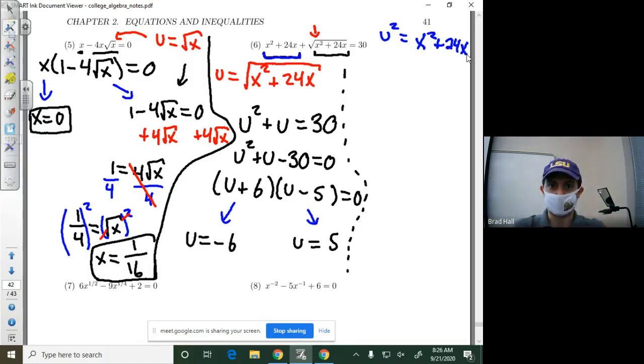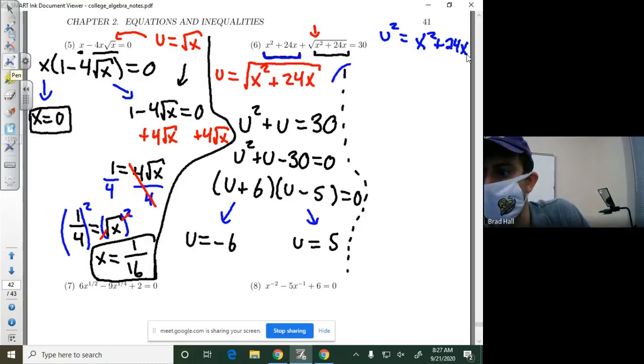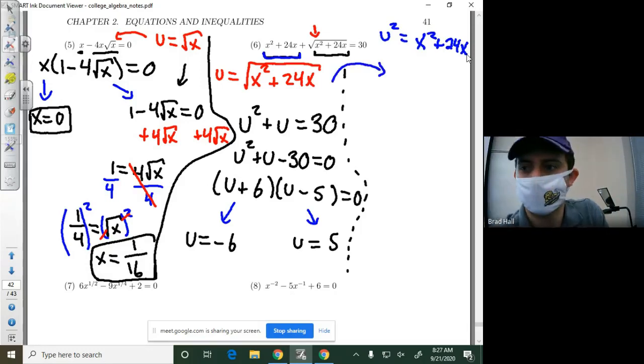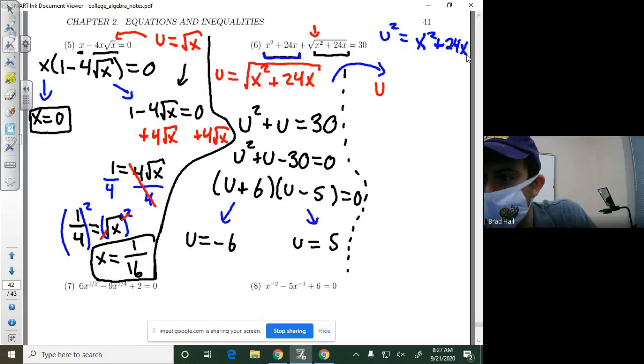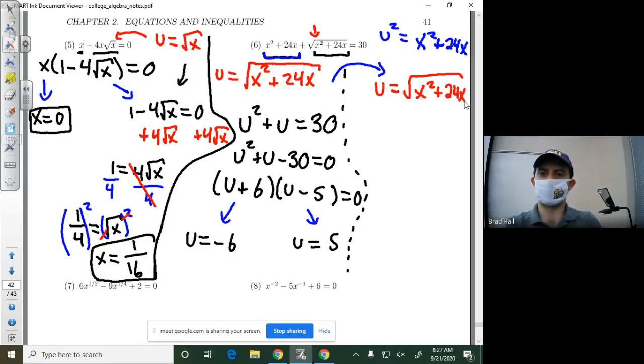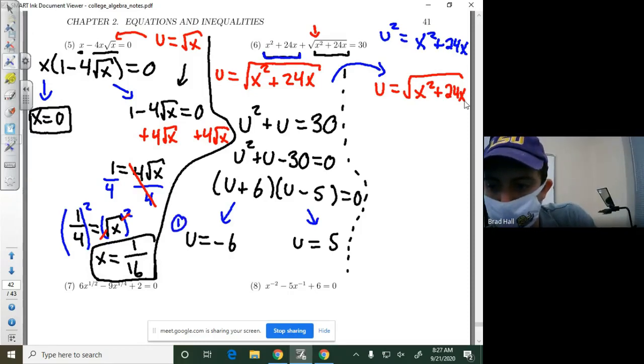But again, u's are not good enough. We need to go back to x's. And so that means we need to bring back our rule. So the rule was u is equal to the square root of x squared plus 24x, which means we'll have two different cases to solve for. So let's start off with the first one.